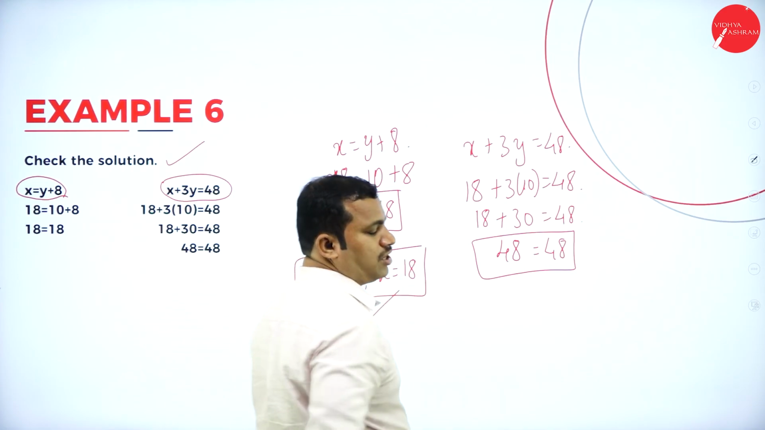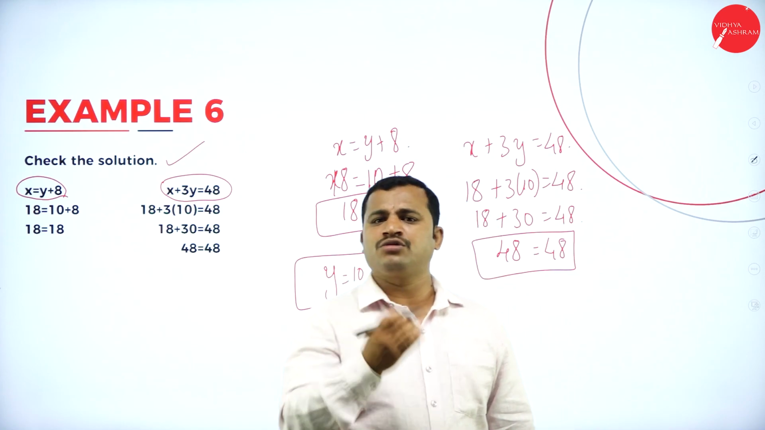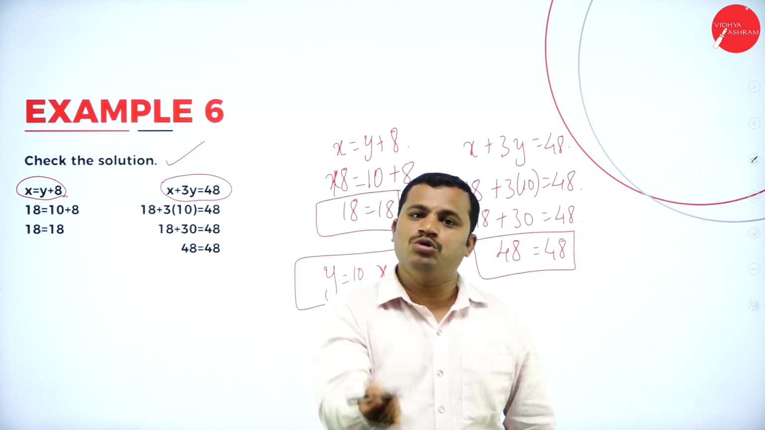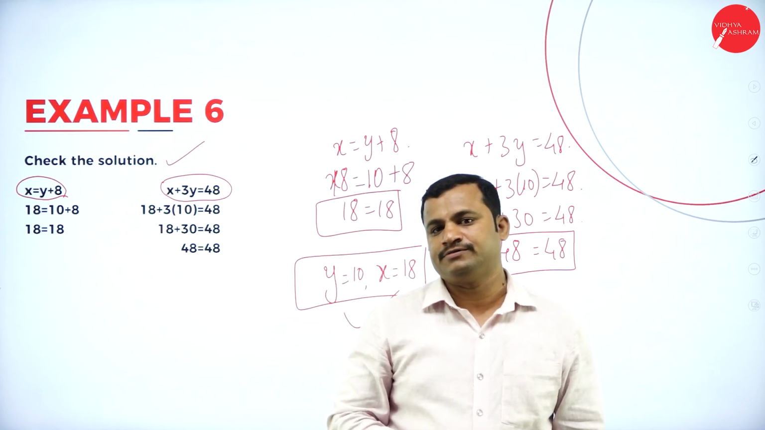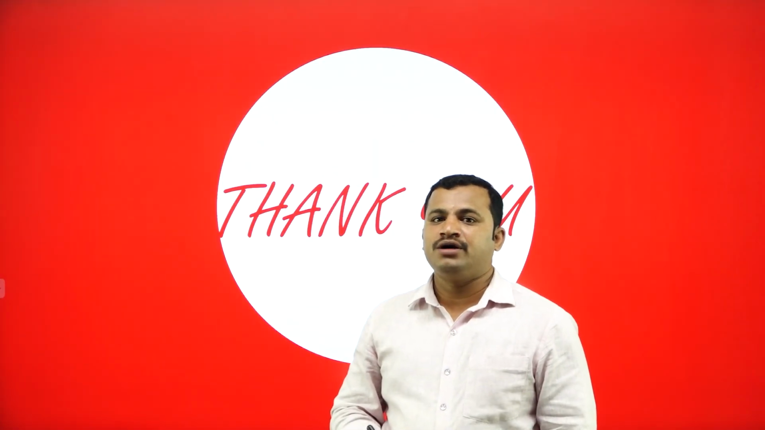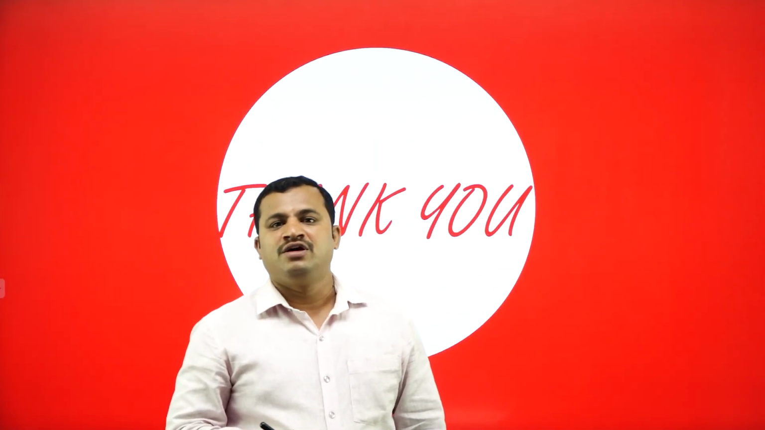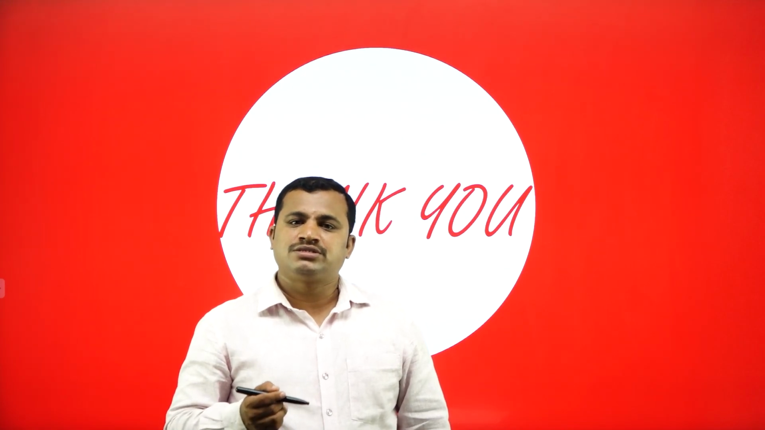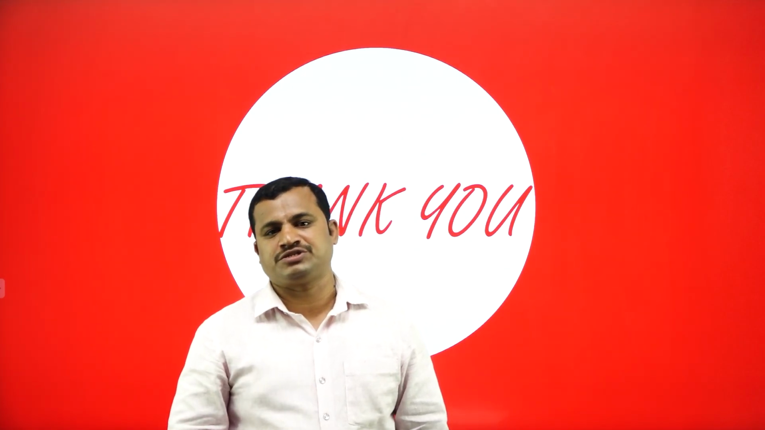This is the correct solution. So this is how we are going to find the value of unknowns by the substitution method. This is how we are going to find out the values of unknowns in the simultaneous equations.